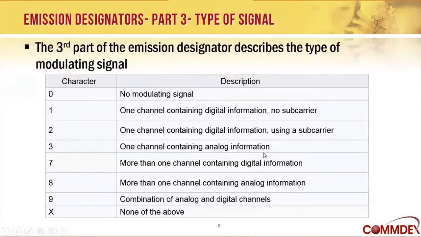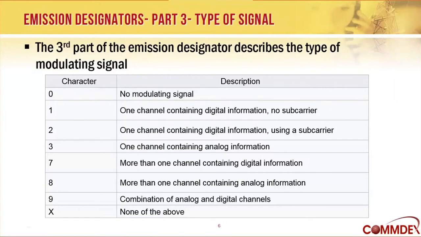The third part of the emission designator tells us what type of signal it is. Does it have a modulating signal at all, or is it a dead carrier? If it's a dead carrier, the symbol is 0. We talked about TDMA and FDMA. So you'll have a different type of signal, whether it's carrying one channel of information or more than one channel of information. An FDMA signal will have a different third character than a TDMA.